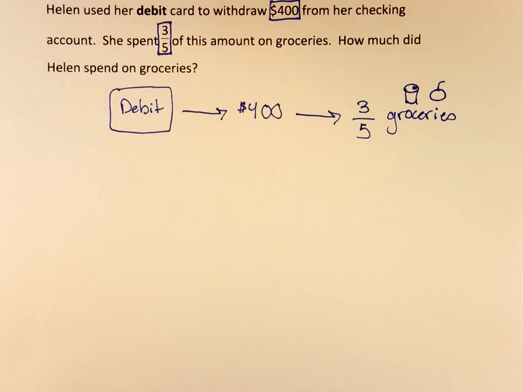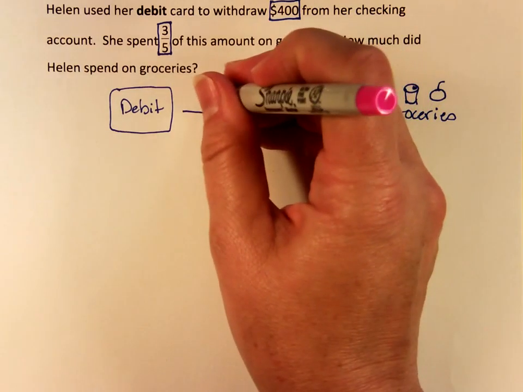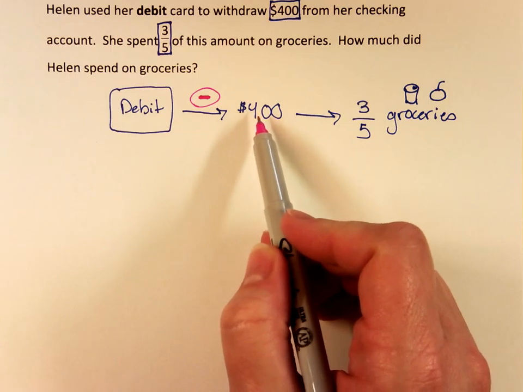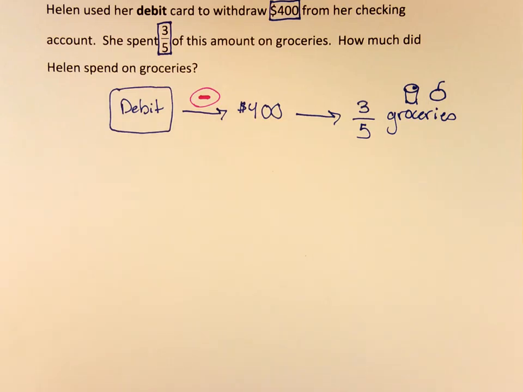Okay. Now, are there any unknown words here? I have bolded the word debit because that is one of the words in your Quizlet for the week. What is debit? Many of you might use debit cards, but I actually don't use one. So the definition for debit is to withdraw or subtract from an account. Let's make a minus sign here. She withdrew $400 from her account. I think we have enough information to solve this problem, so let's come up with a strategy.